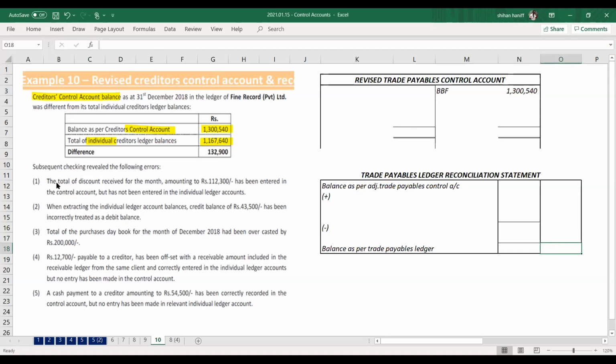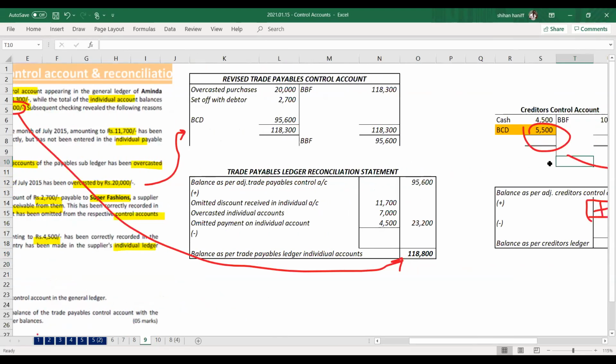Number one, the total of discount received for the month amounting to 112,300 has been entered in the control account. It has not been entered in the individual ledger. So this comes to reconciliation, plus or minus. Discount received will be deducted from the trade payables. So in the control account, it was deducted. Let's take this example.